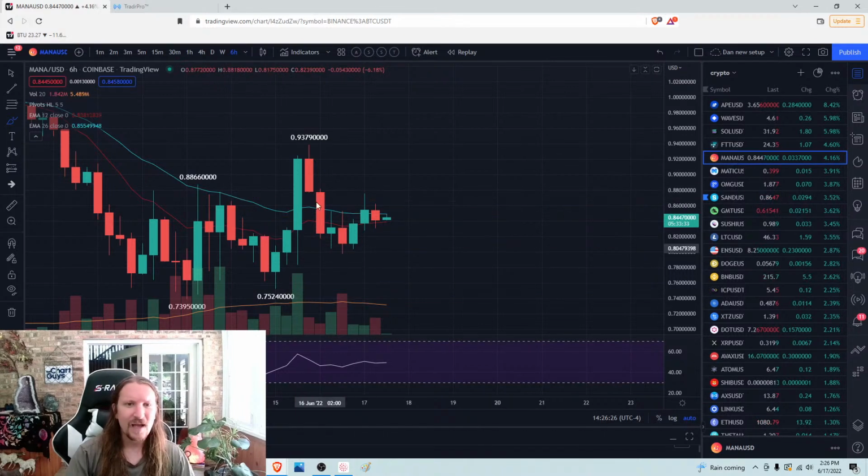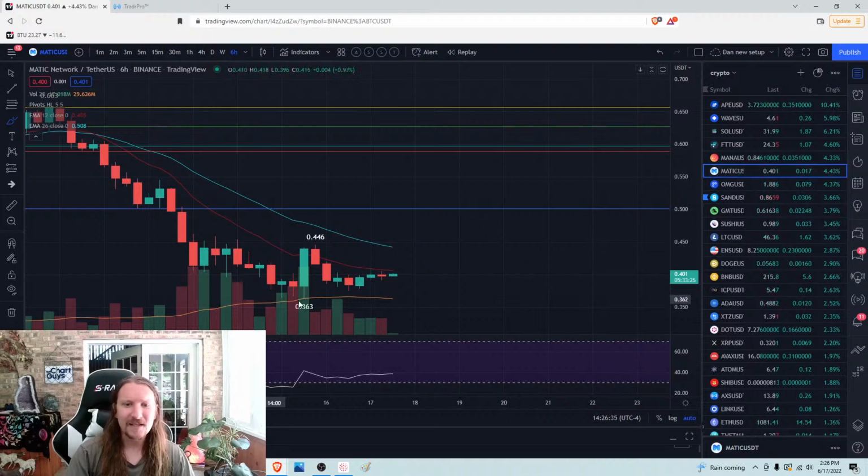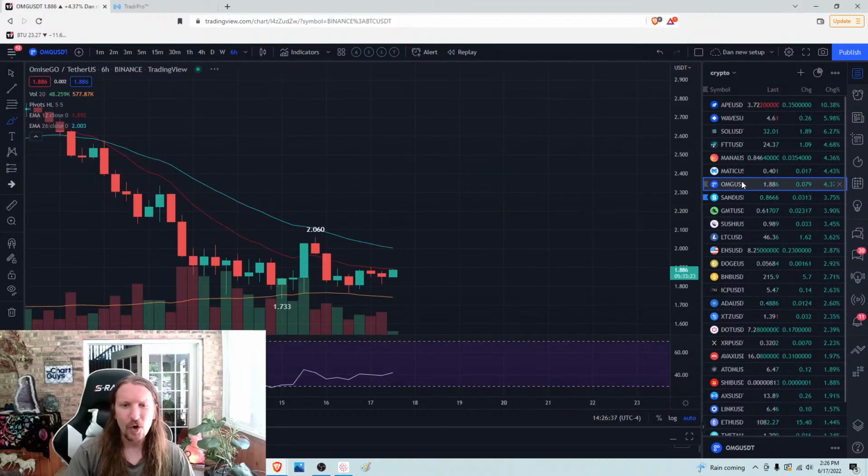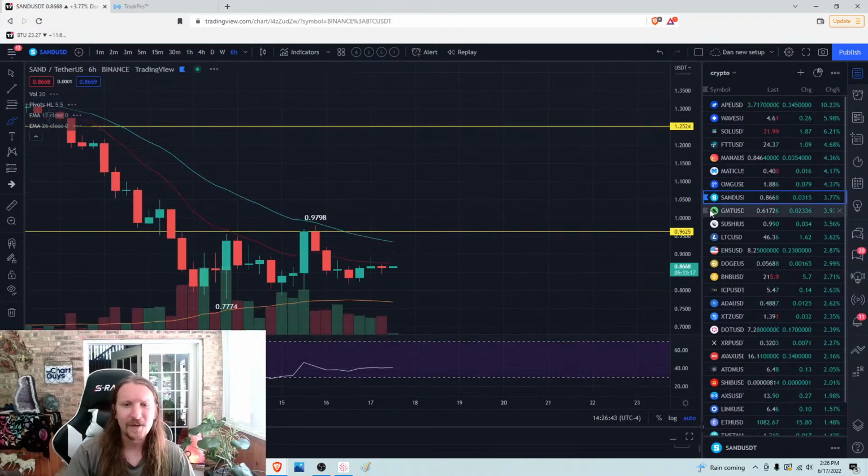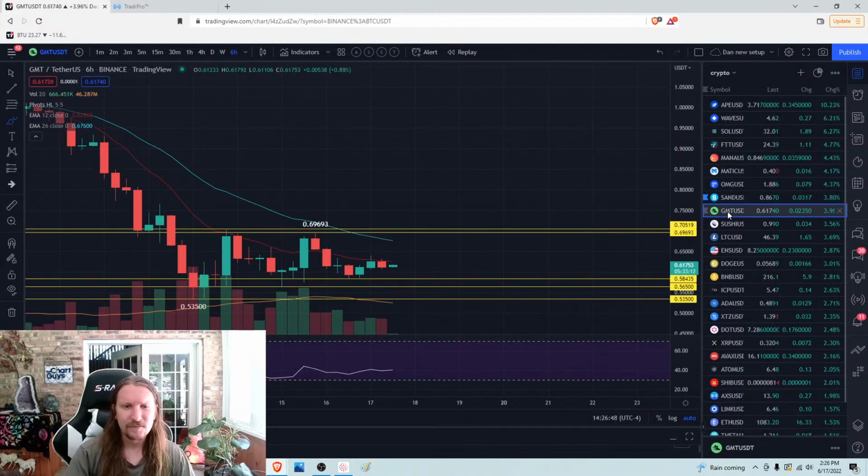Mana is scouting a 6-hour lower high, anything under 94 cents. Couple inside bars right now. Matic, tightening up on the 6-hour. OMG, a little bit less clear. I'd be on the 12-hour with anything under 206, a 12-hour lower high. Sand, same thing. I'd be on the 12-hour. GMT, same thing. Anything under 70 is a 12-hour lower high.